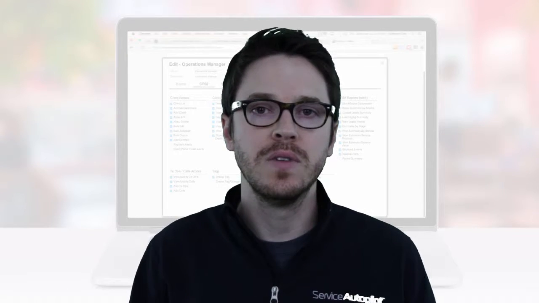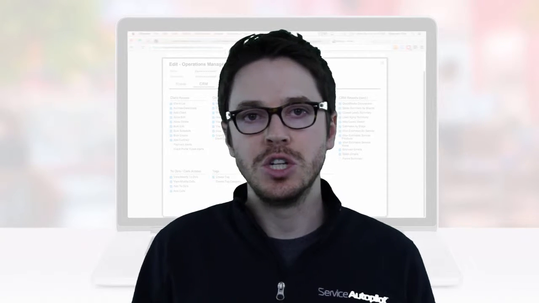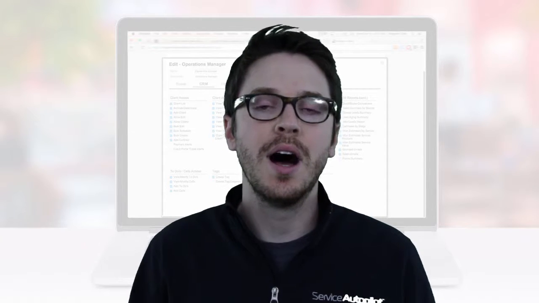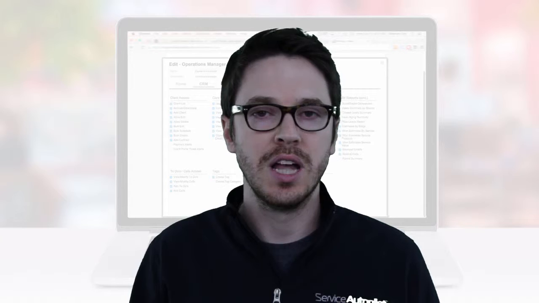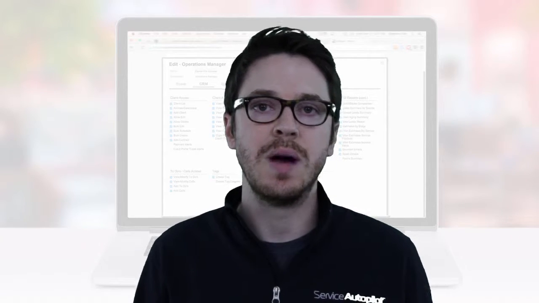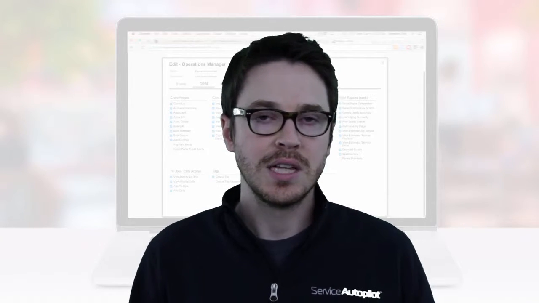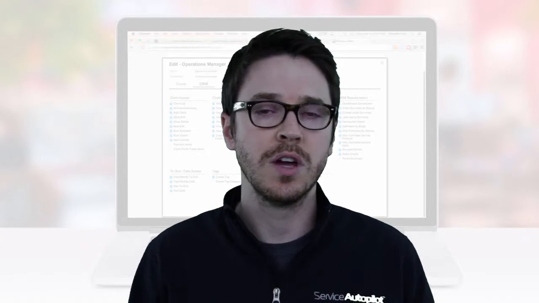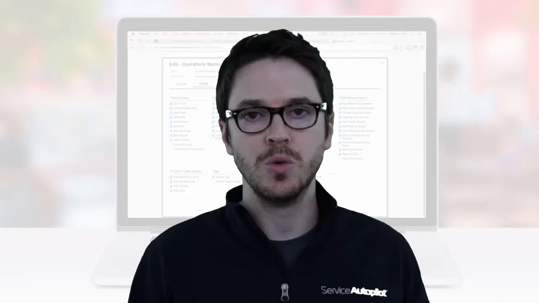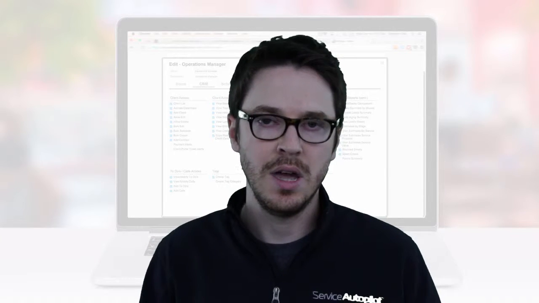So those are just a couple of examples. But like I mentioned, Service Autopilot gives you tons of customization in terms of setting up those permission levels, far more than any other system out there in this space, as far as customizing exactly what people can do and what they can't. It's very, very specific to you and to your company, exactly what you want your employees to be able to see and what they can't.